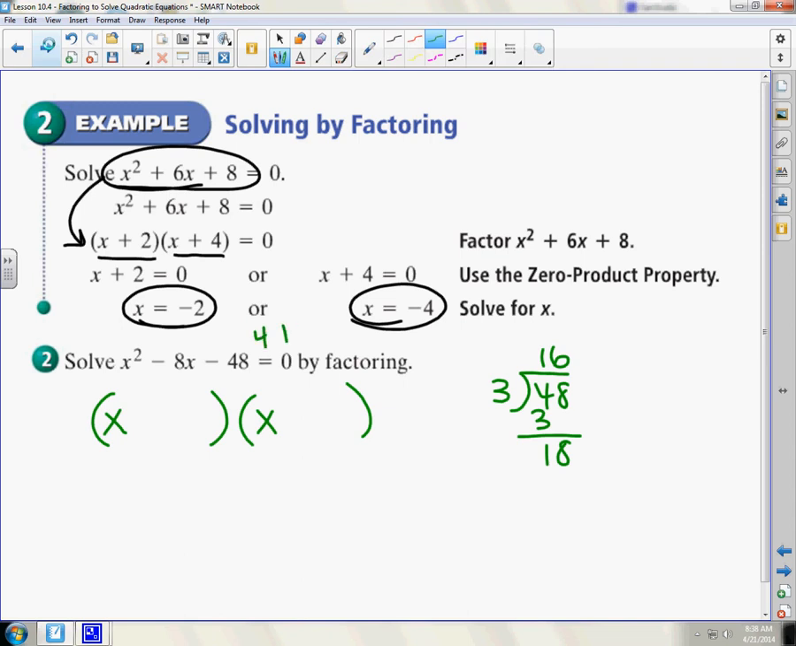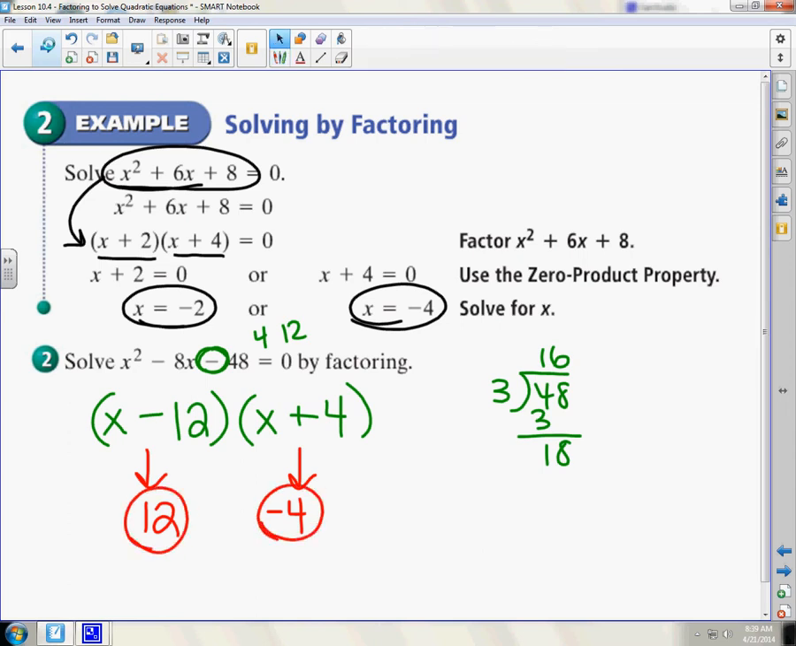So 4 and 12, that would work, because I want my answer to be negative. I know that one is positive and one is negative, because you can't get a negative without having one of each. So if I want negative 8, I'm going to have negative 12 and plus 4. So my answer here would be 12 minus 12 is 0, and my answer here is negative 4 plus 4 is 0. So my two answers are 12 and negative 4.